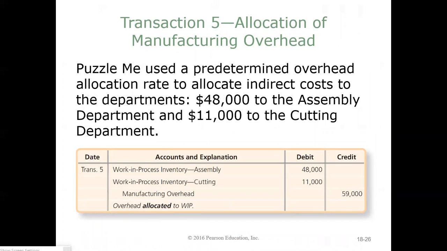Transaction 5, Puzzle Me used a predetermined overhead allocation rate to allocate indirect costs to the departments. 48,000 to assembly, 11,000 to cutting. So at that point, we're going to debit work in process assembly, work in process cutting, and then credit manufacturing overhead. So we still have that going on here, right? All along the way, as we actually incur overhead costs, we're debiting manufacturing overhead. And then when we're allocating it using our predetermined overhead, we're crediting it. And in the end, we're either over or under allocated and have to do that adjustment at the end. So that's still part of this process.